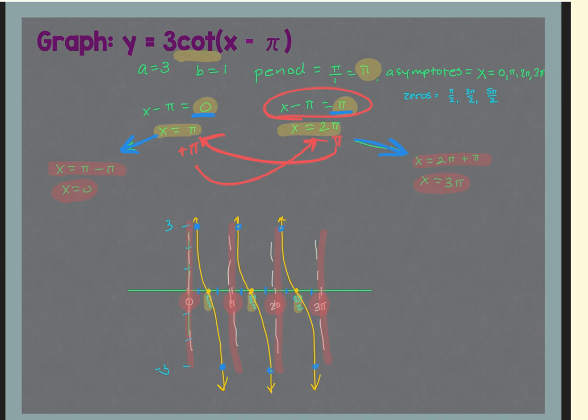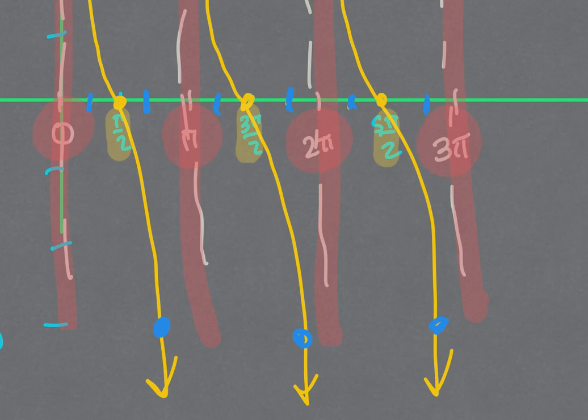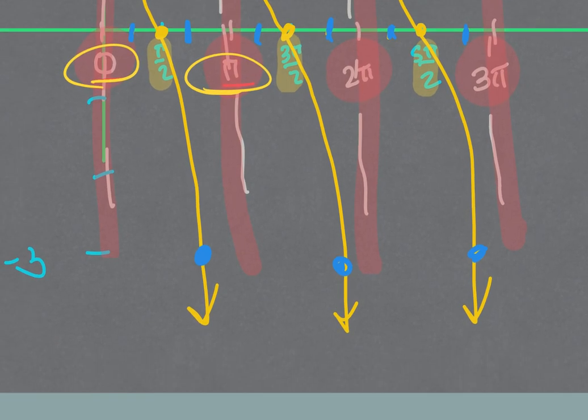You have to split the difference between 0 and pi. So in between 0 and pi, halfway between would be pi over 2. In between pi and 2 pi would be 1.5 pi, so 3 pi over 2. It's halfway between your asymptotes. So if it's not obvious, I add these two and divide by 2. So 0 plus pi divided by 2 is pi over 2. That's the point in the middle.